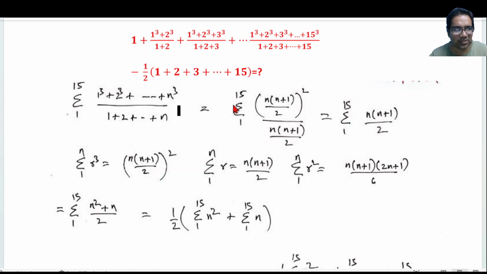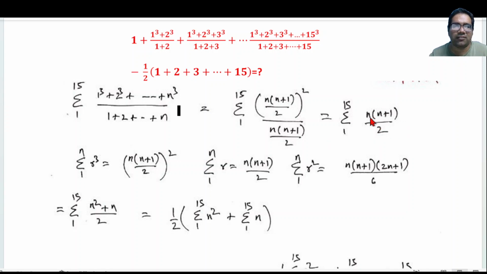The summation of this, the sigma will remain. What exactly is 1 cube, 2 cube up to n cube? We know this familiar formula: the sum of cubes of the first n natural numbers is n into n plus 1 by 2 whole square. So this becomes sigma from 1 to 15 of n into n plus 1 by 2 whole square, divided by the sum of the first n natural numbers, that is n into n plus 1 by 2. Basically, we have n into n plus 1 by 2 whole square by n into n plus 1 by 2. This is in the form of a square by a, so we'll be left with only n into n plus 1 by 2.